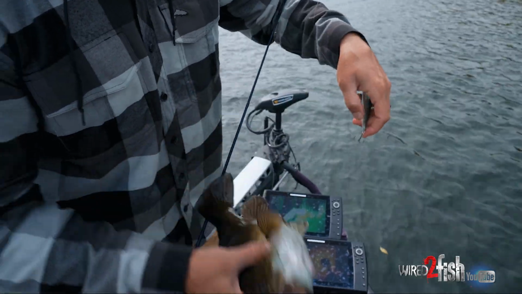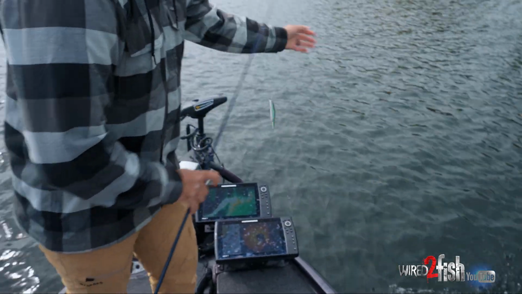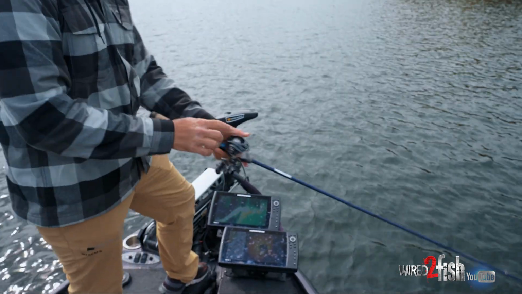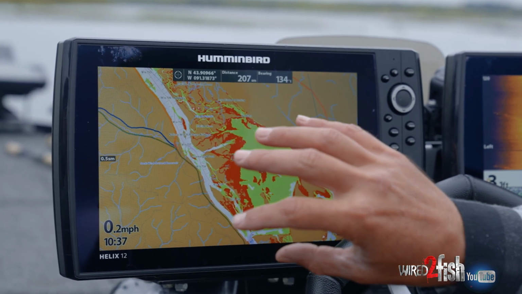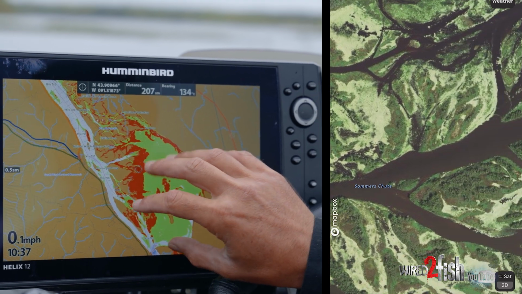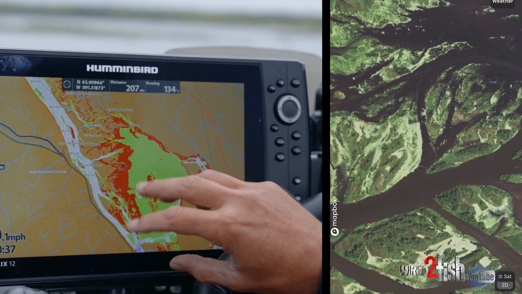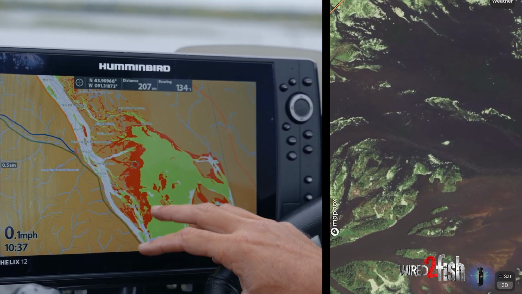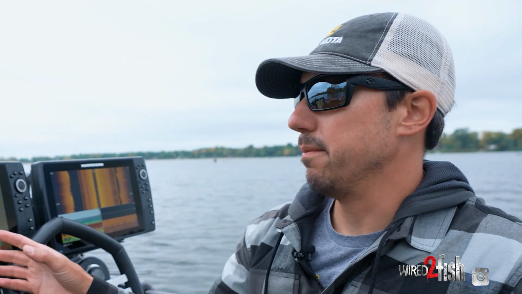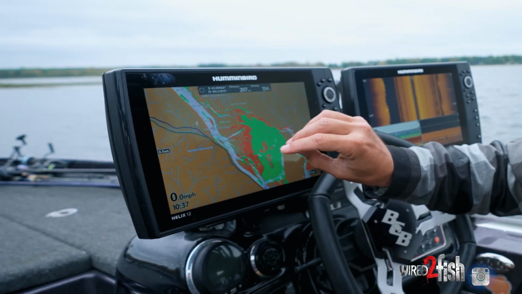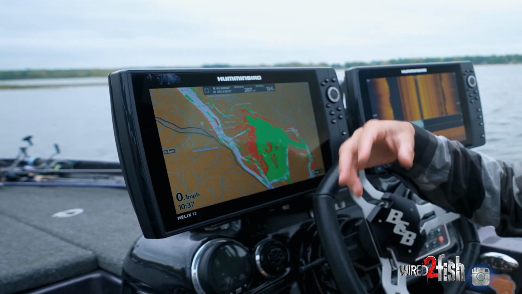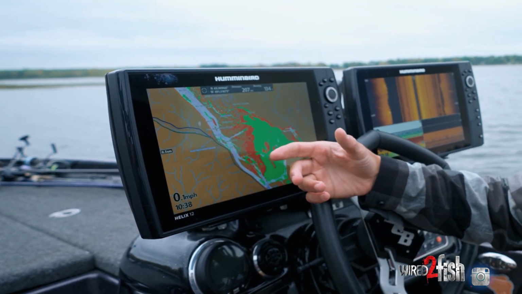And the first thing that I always start out doing is some map study, whether it's my LakeMaster map or satellite imagery. It's super key before I even get on the water. And I would say the most important thing I'm looking for right away when I go to a map is identifying key spawning areas on a river system.